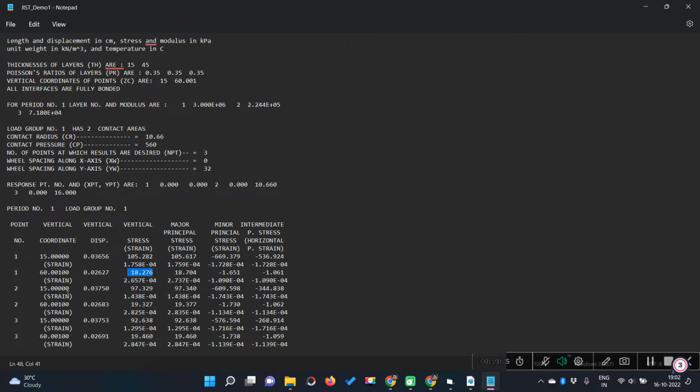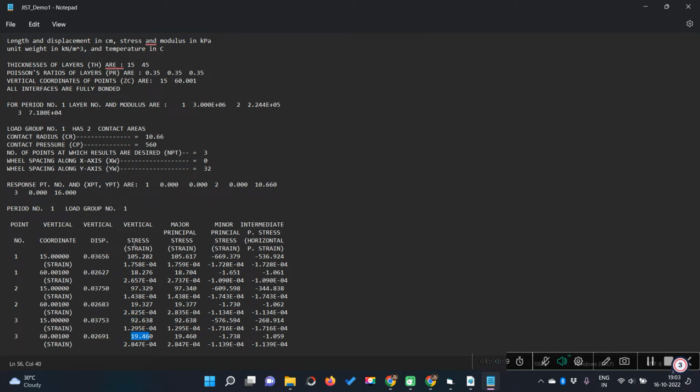When you are moving from the center of the tire, the first point 0, to the second point, it is radially distributing, right? So you can see from 105 it has become 97. Then this one again has 19.32, because of these two wheels there is some overlapping, that's why it has increased from 18. So from 97 to the third point it is 92, and it is 19.46.